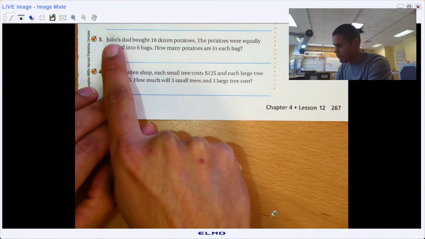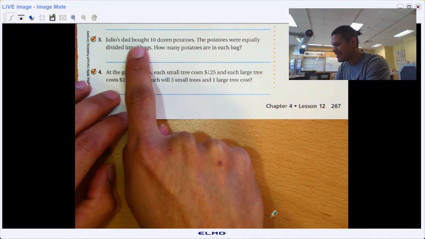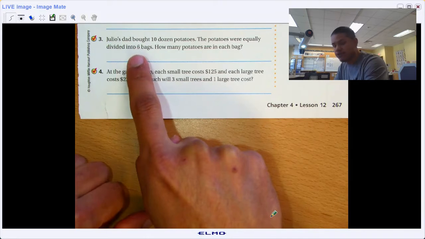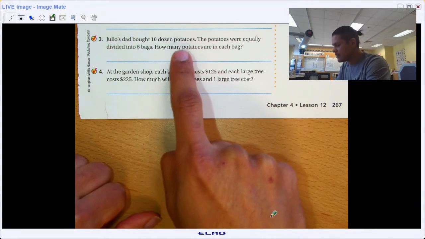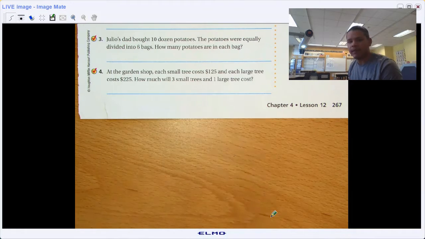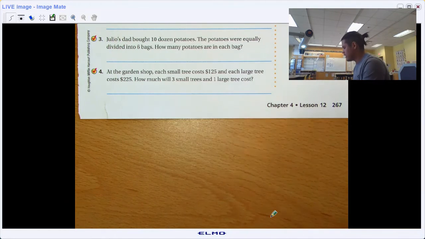I'm going to show you the first example. Julio's dad bought 10 dozen potatoes. The potatoes were equally divided into 6 bags. How many potatoes are in each bag? Now, I don't know about you, but whenever I read a problem, I don't know how to solve it. I need to use a strategy that's going to help me.